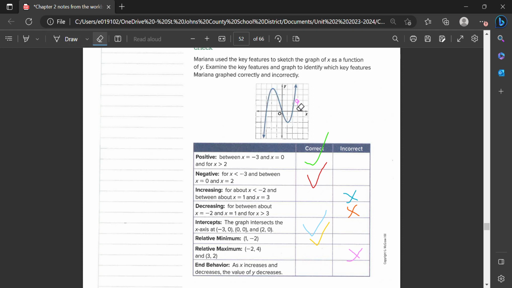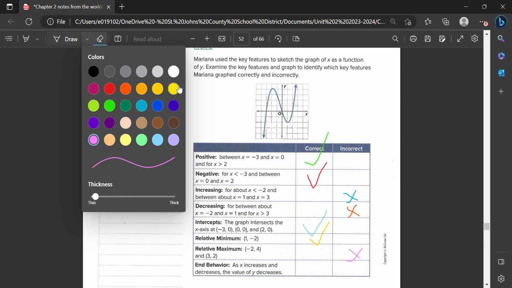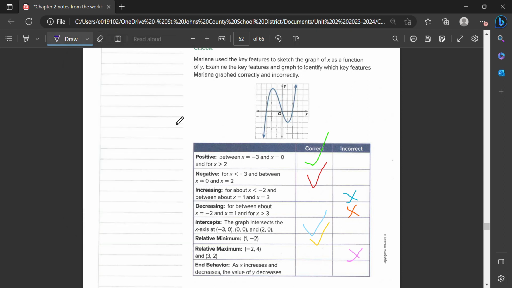The last thing we have is end behavior. So as x increases and decreases, the value of y decreases. What that would look like is the arrows both pointing down. But this one's pointing down and this one's pointing up. Therefore, this is incorrect. The arrows need to be facing both down for that to be true. So they needed arrows going down for that end behavior to be true.